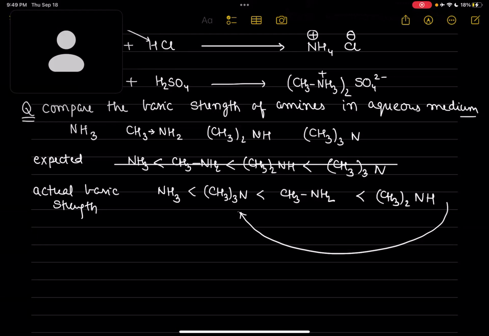Tertiary amine is having three alkyl groups, right? So it should be maximum basic, followed by secondary, primary, and then NH3. But the tertiary amine is not a very strong base. It is just next to NH3. Can you see it? Yes. So what's the reason?